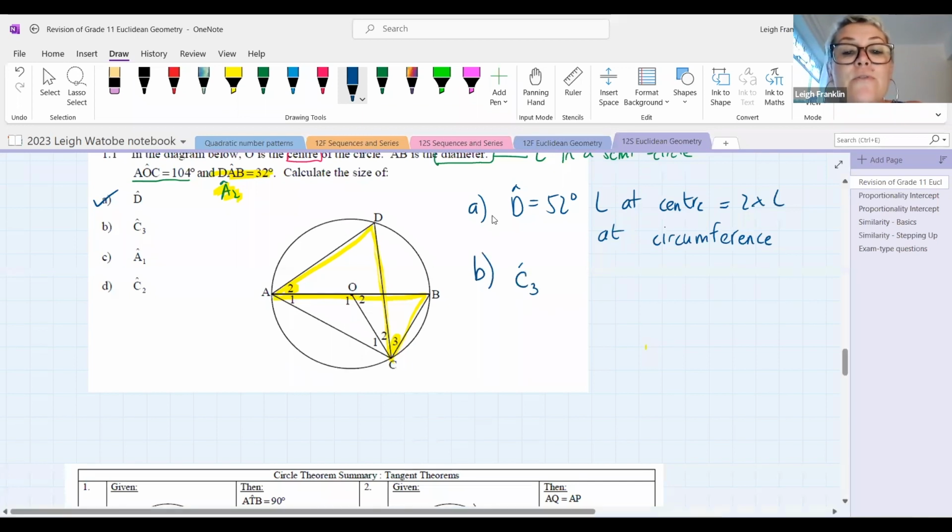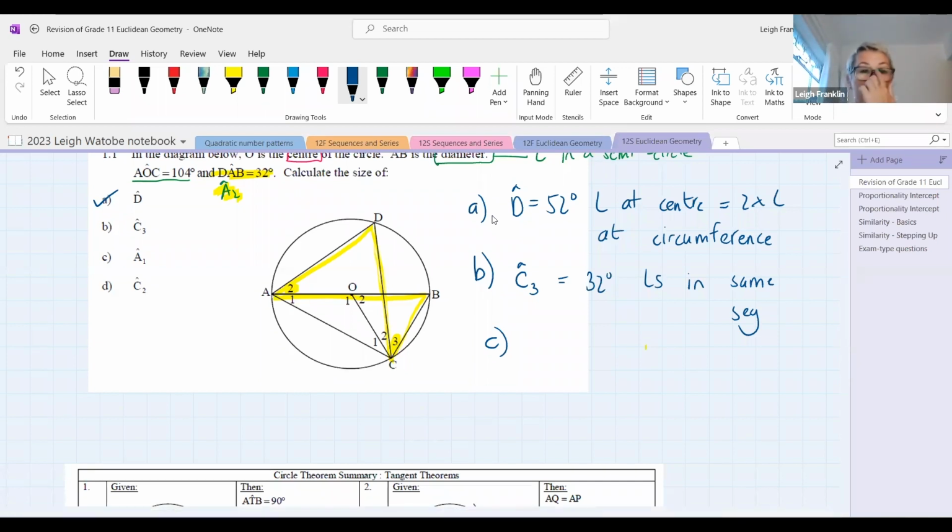Okay, so C3 is going to be equal to 32 because of angles in the same segment. All right, question C, they want us to work out the size of angle A1. All right, so someone said something about that in the chat.